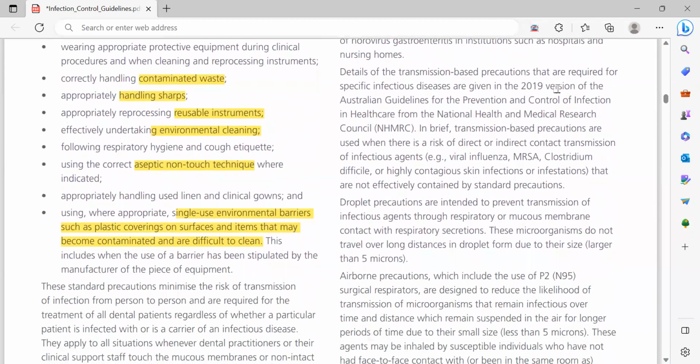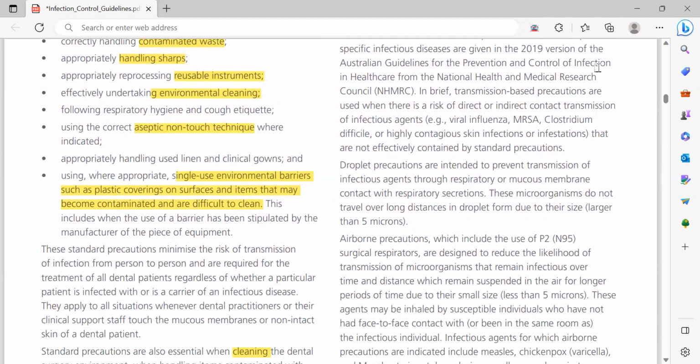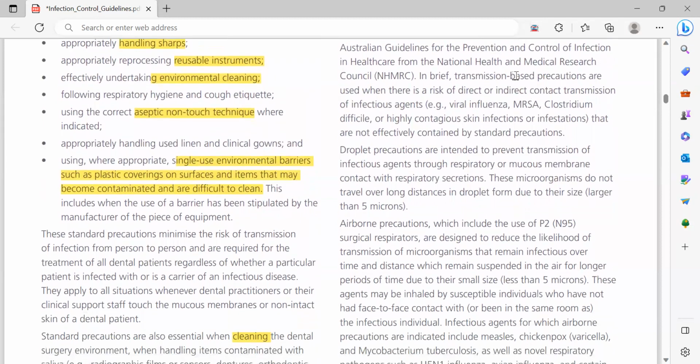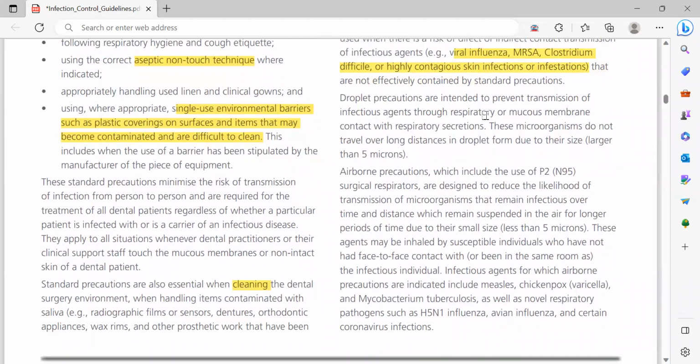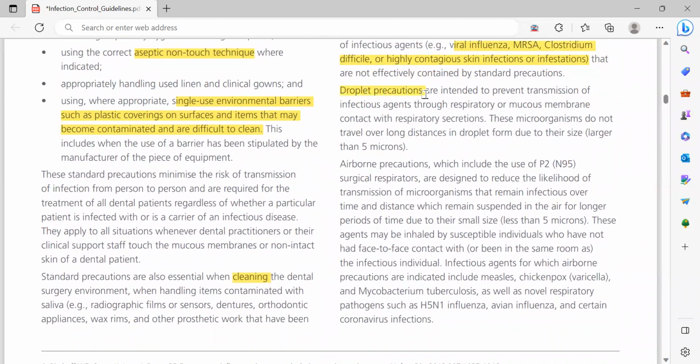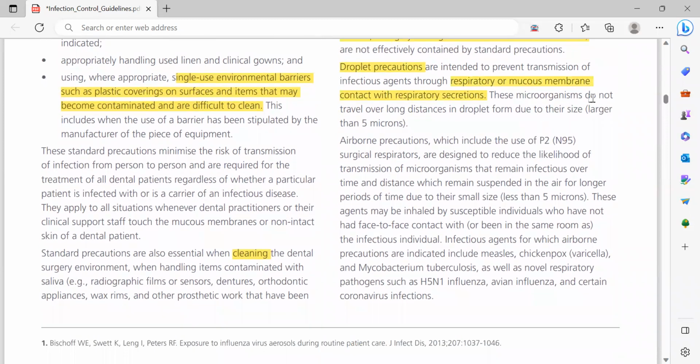Details of these precautions required for specific infectious diseases are given in the 2019 version. In brief, transmission-based precautions are used when there is a risk of direct or indirect contact transmission. For example, viral influenza, MRSA, Clostridium difficile, or highly contagious skin infections or infestations. Okay. Droplet precautions are intended to prevent transmission of infectious agents through respiratory or mucous membrane contact with respiratory secretions. These microorganisms do not travel over a longer distance due to their size.